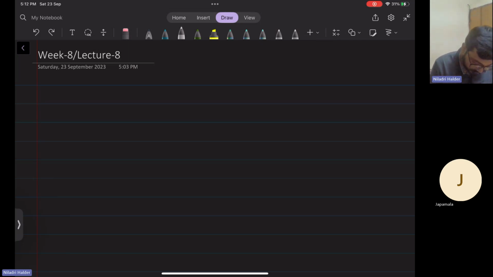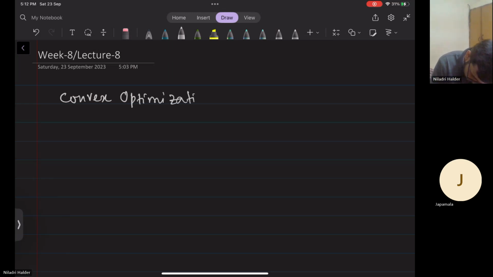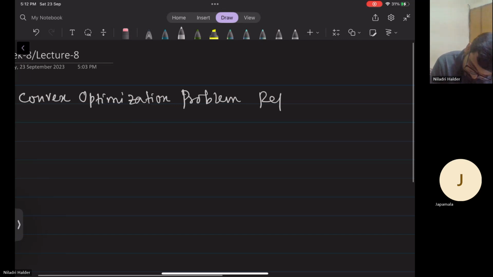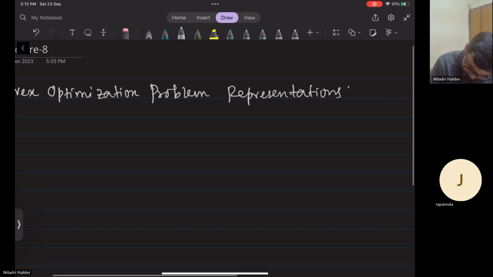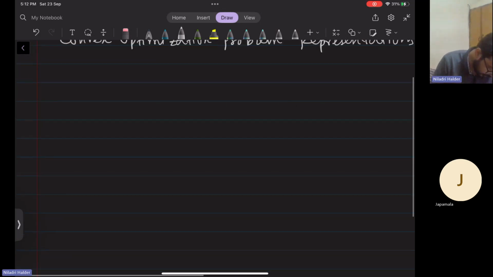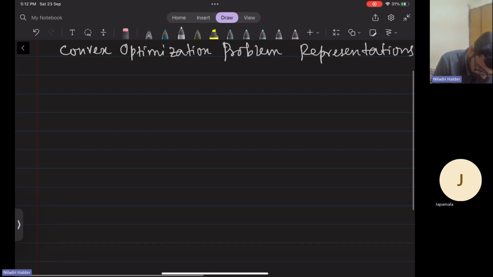So, first of all, the convex optimization problem. Representation. So, one normal standard canonical form.